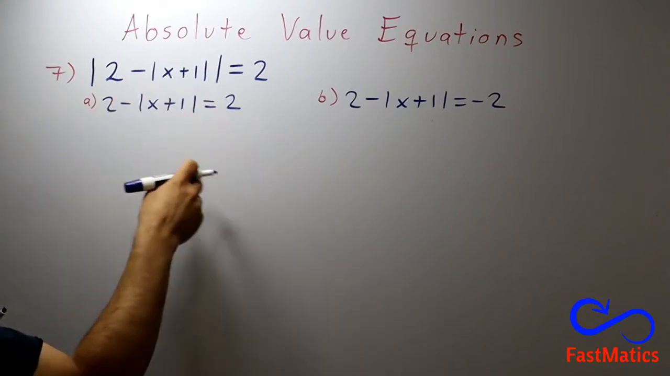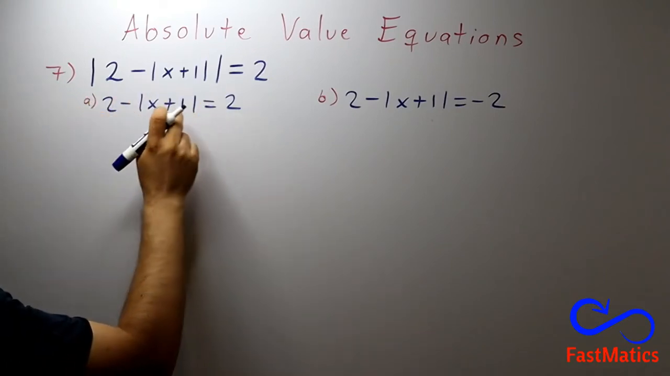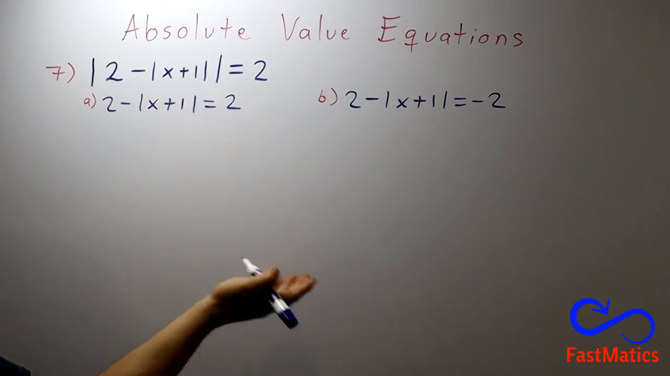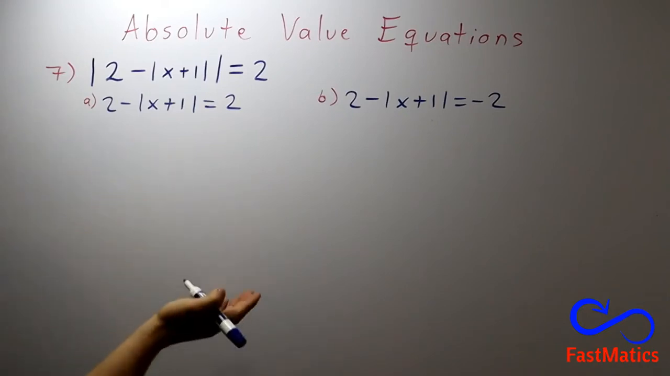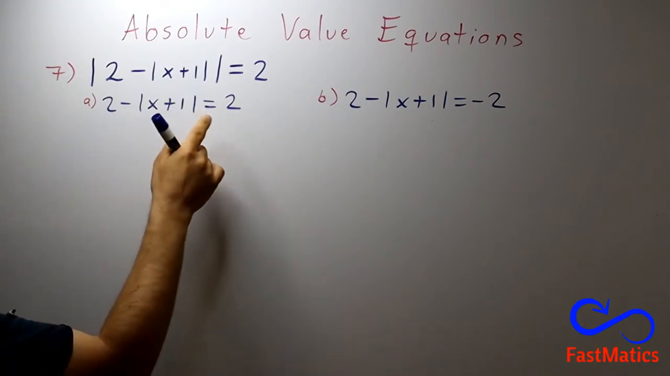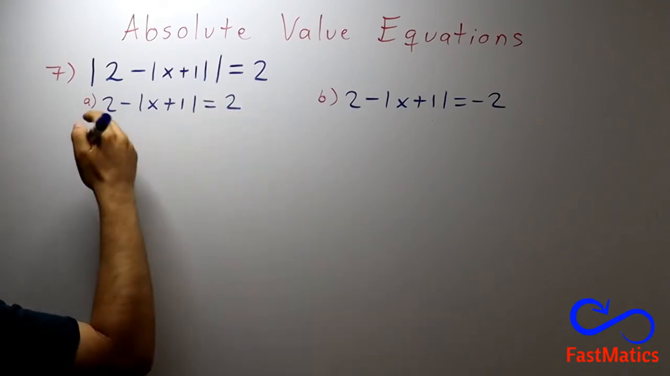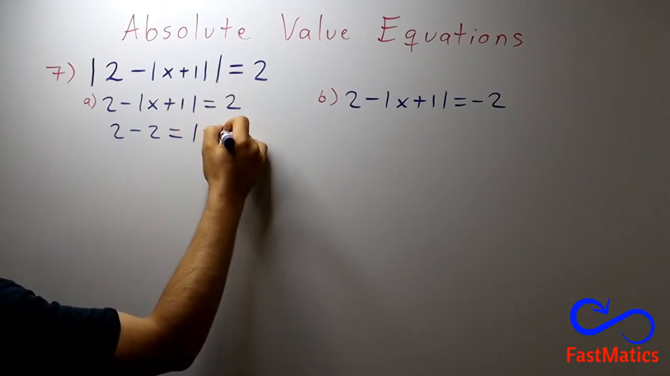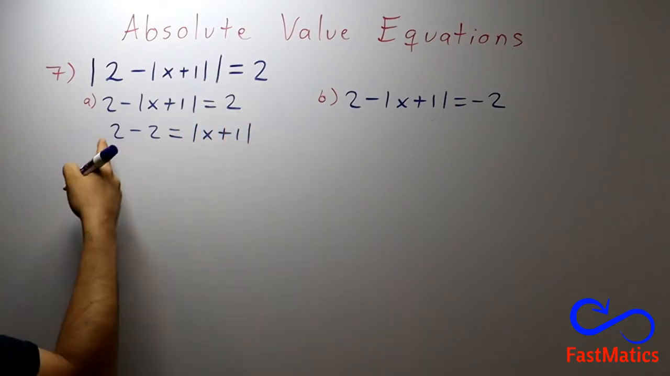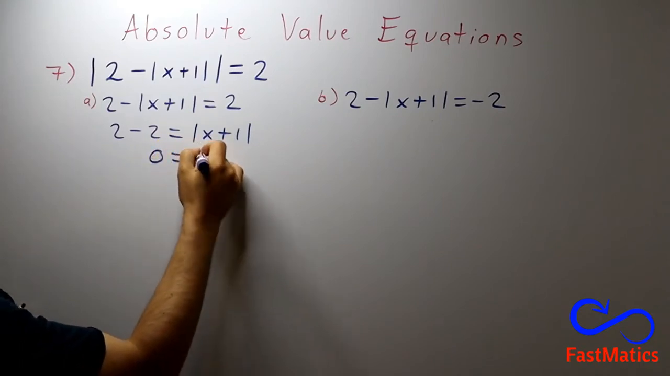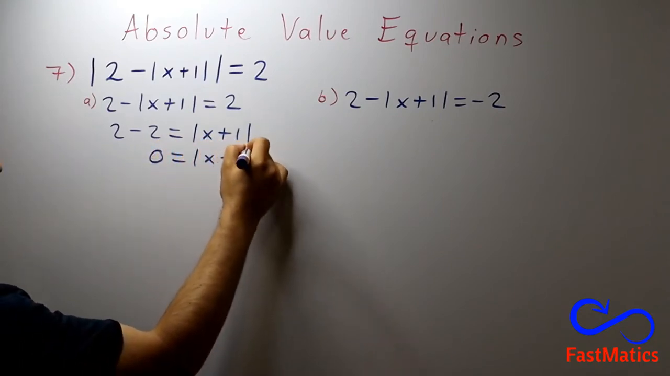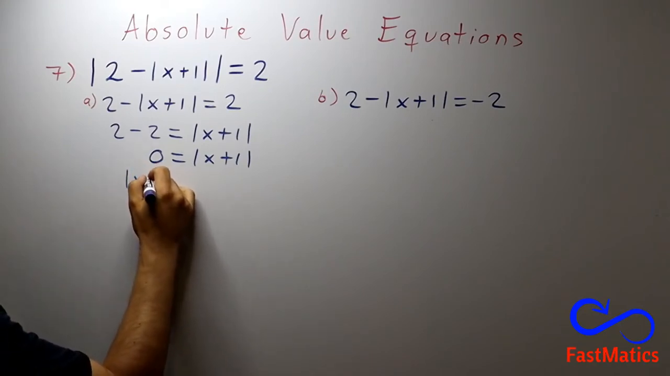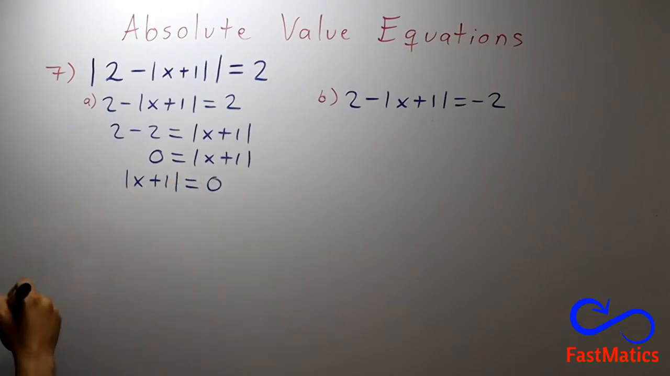Now, one more time, I have one equation with an absolute value. So I am going to isolate one absolute value on one side and the rest on the other side. So it is better to pass the 2 to the left side and the negative absolute value to the right side with a positive sign. 2 minus 2 is 0. And now it is better to write absolute value of x plus 1 is equal to 0.